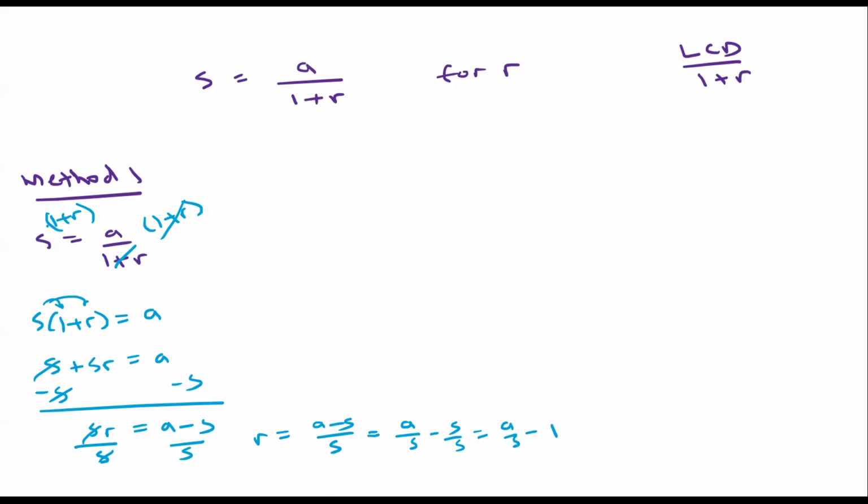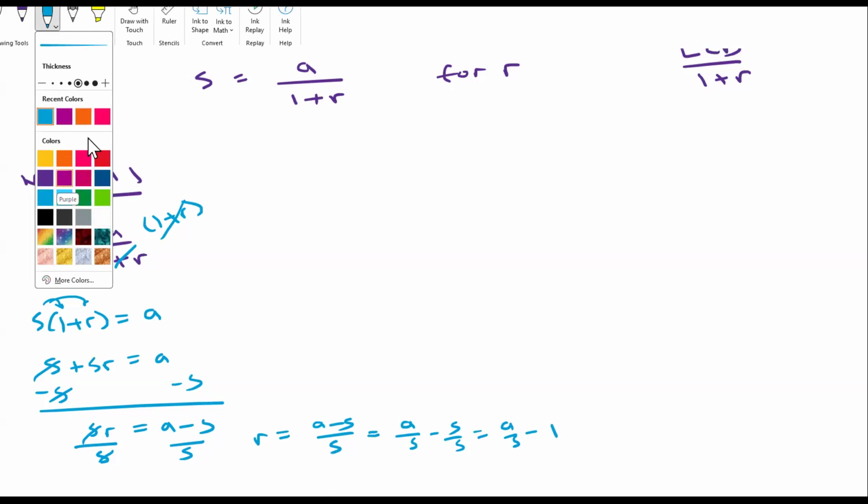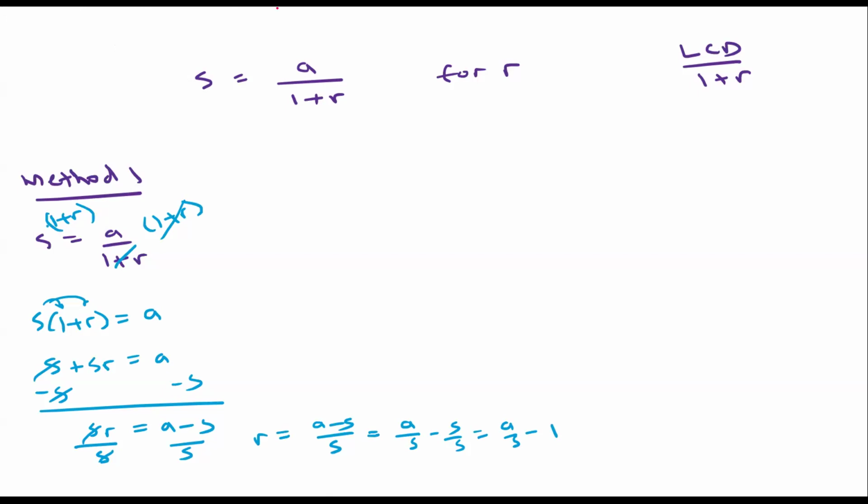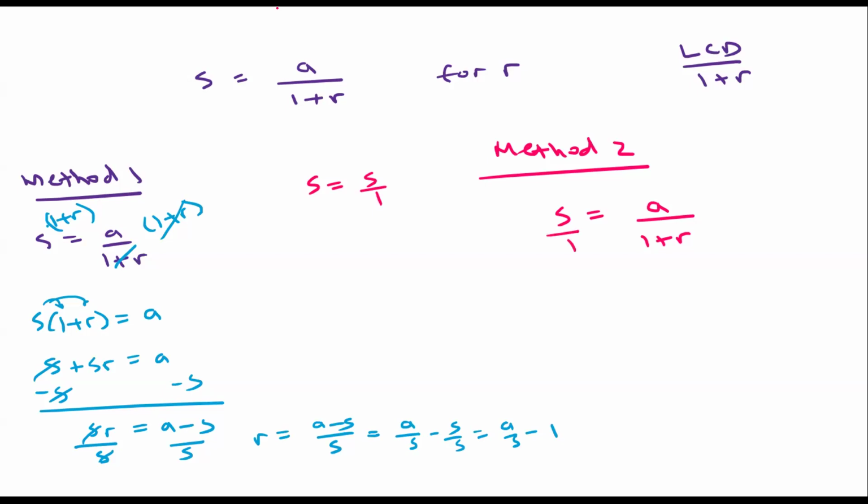Okay? Another way to solve this is by doing cross multiplication. Okay? So what do I mean by that? So this is method 2. Okay? So we have s is equal to a over 1 plus r, right? Well, remember, s is the same thing as writing it s over 1. They're the same thing, right? I can write it as s is equal to s over 1. So I can rewrite this as s over 1. Then I can just cross multiply.